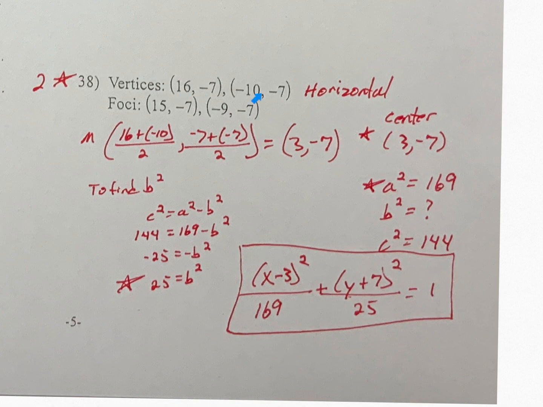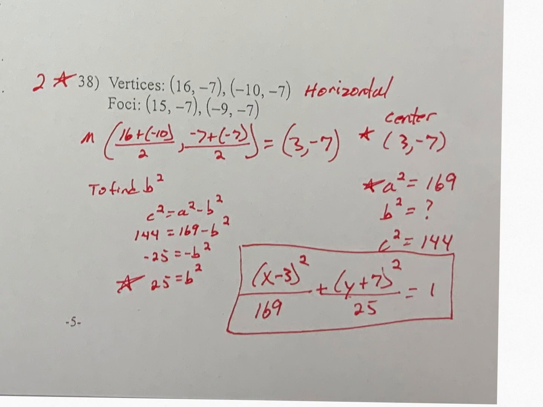That's important when we write our equation. Okay, we can also find our center. We're actually going to have to use the midpoint formula on this one because all we're given is the vertices. We're not given the covertices. But you just add your x's, 16 plus negative 10 divided by 2. That will give you 3. And then negative 7 plus negative 7 is negative 14 divided by 2 is negative 7. Notice the negative 7 didn't change. That's why that's the center as well. 3, negative 7. Well, now I have my center.